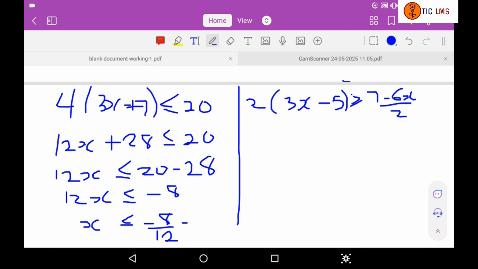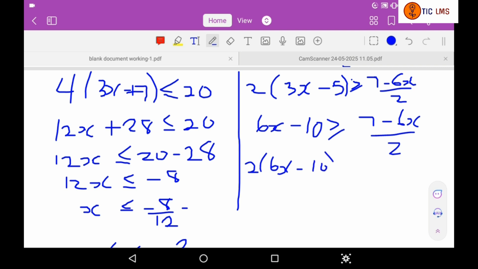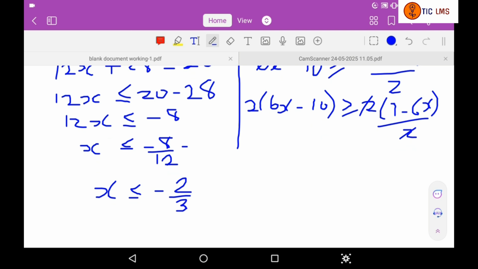So move on to the equation on the right. We have 2 times 3, that's 6x. 2 times 5, we have 10. Greater or equals to, we still have our 7 minus 6x over 2, everything over 2. So how do you get rid of the division by 2? You multiply all through by 2. So we're going to have 2 into bracket 6x minus 10 greater or equals to 2 into bracket 7 minus 6x over 2. So 2 takes out 2. We are left with 2 times 6 is 12x minus 20 greater or equals to 7 minus 6x.